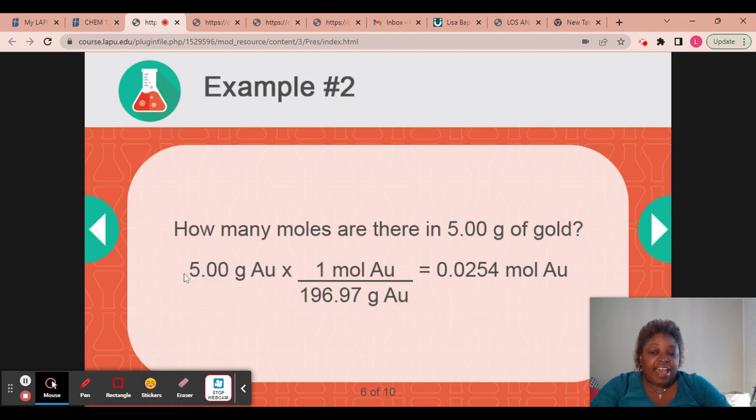We started off with 5.00, which has 3 significant figures. 196.97 has 5 significant figures. We go with the least, so we will have 3. Okay.